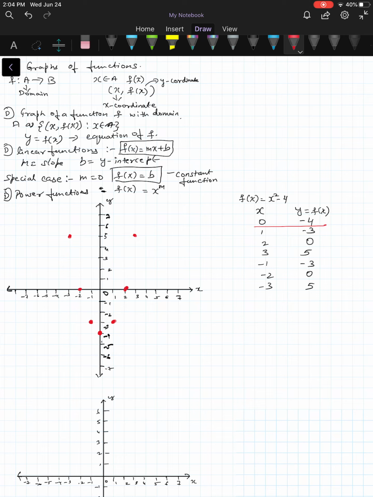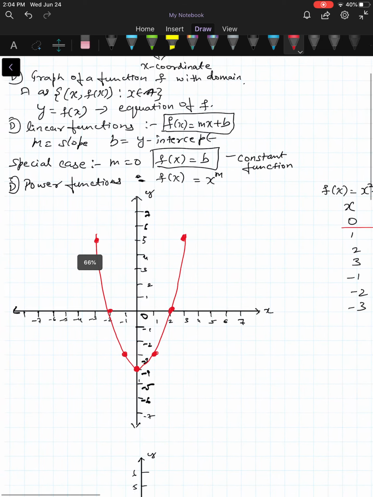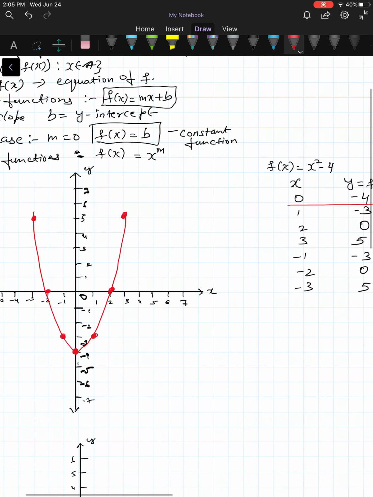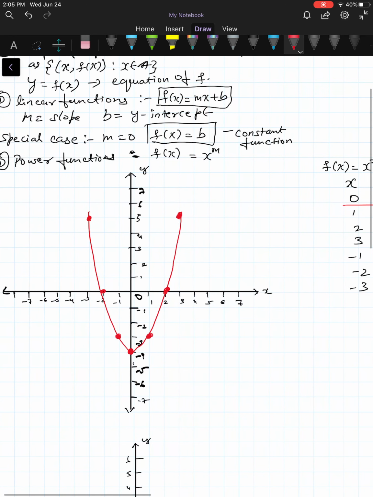So this is a parabola. Connect all the points. So this would be the graph of the equation f of x is equal to x squared minus 4.